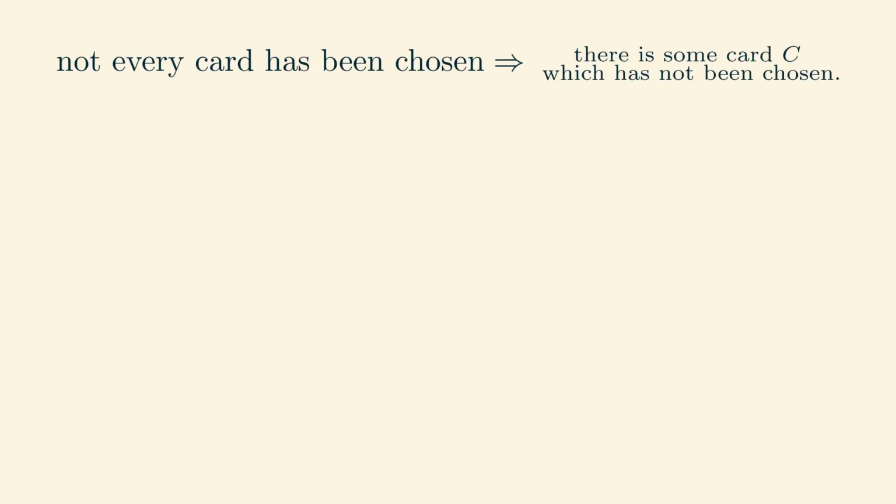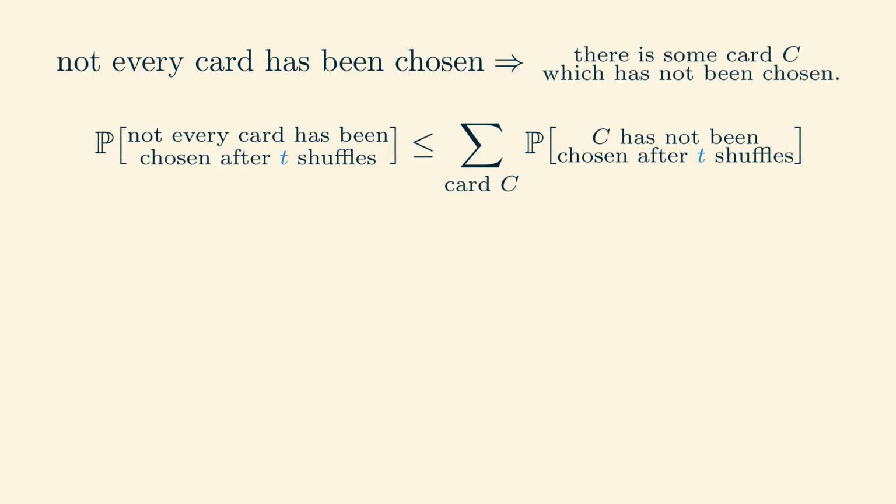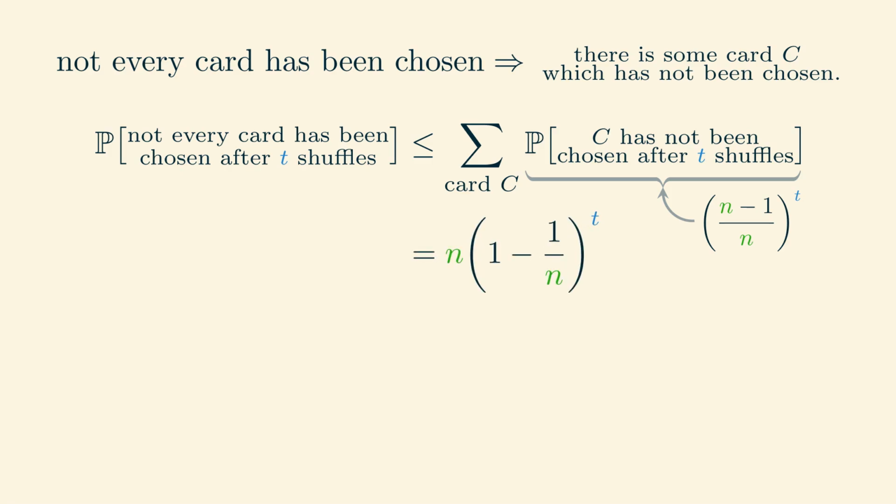Let's be a bit more careful though. If we haven't yet chosen every card, then there is some card which has not yet been chosen. So, the probability that we haven't yet chosen every card is at most the sum of the probabilities that each individual card has not yet been chosen. For each individual card, the probability that we don't choose it is (n-1)/n raised to the t, since we have to have chosen a different card at each of the t steps. So the sum becomes n times (1 minus 1/n) to the t.